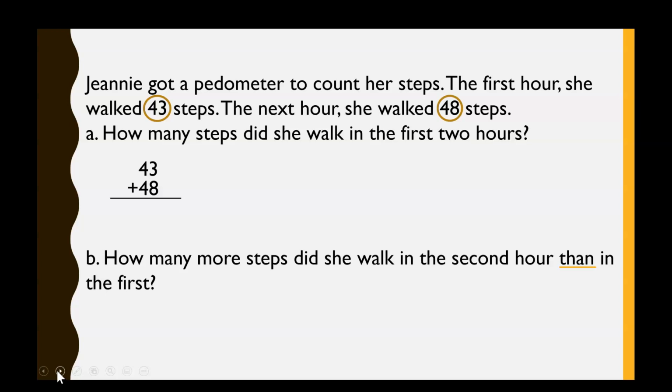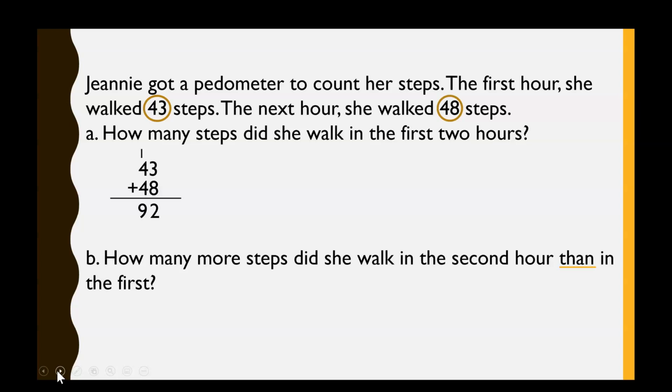Okay, let's solve this together. 3 plus 8 is 12. So I put the 2 in the 1s and I take the 1 up to the 10s. 4 plus 4 plus 1 more is 9. So she walked 92 steps.